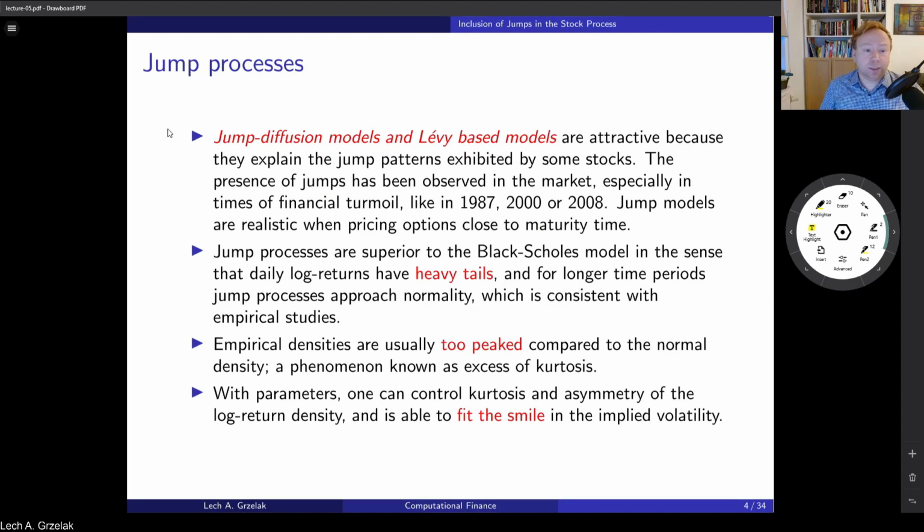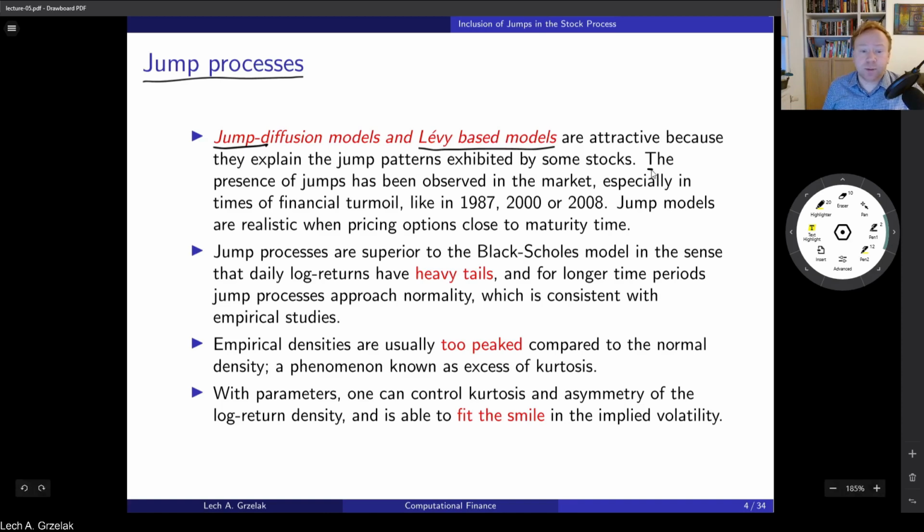So let's take a look at the class of jump models, the processes that we will be considering. We will be focusing on Lévy-based models, so those are the jump diffusion models. The diffusive part, you can think of as the Brownian motion, and a jump part is included in addition to the diffusion part. They're very attractive because they can explain jump patterns exhibited by some stocks. This is what we have just seen in the example of the KLM stock, when jumps happen at random moments that we cannot really predict.